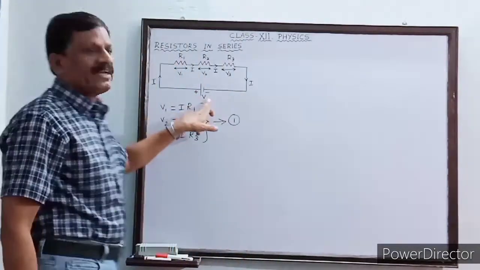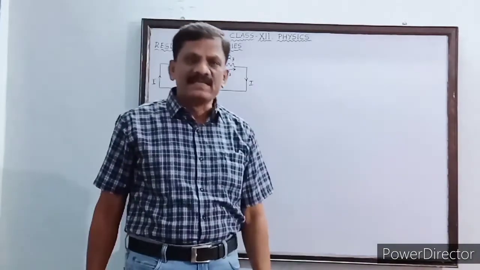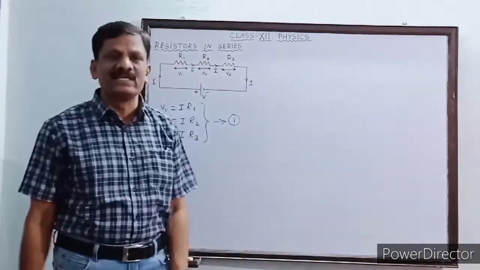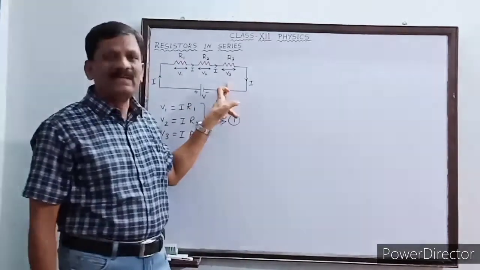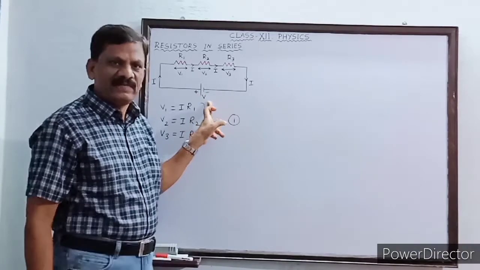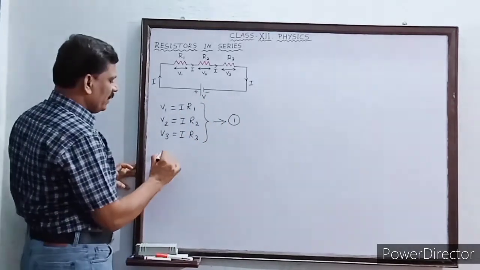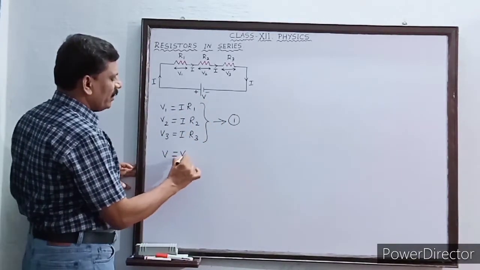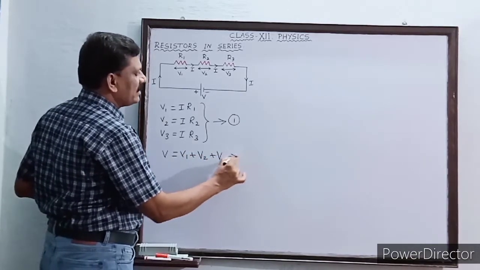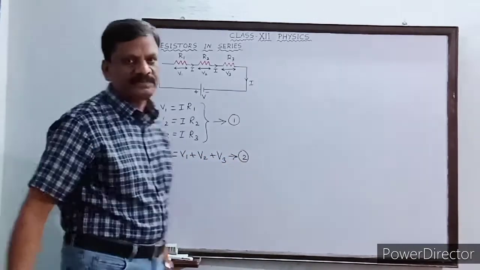But what is the applied potential difference? Yes, V is the applied potential difference. Naturally, in series combination, V1 plus V2 plus V3 must be equal to what? The net applied potential difference, V. Is it not? So, V is equal to V1 plus V2 plus V3. And this is equation number 2.